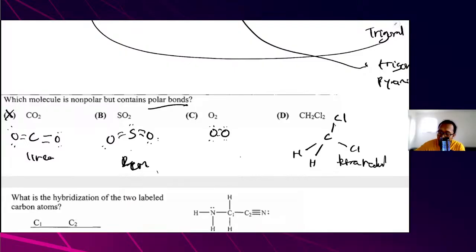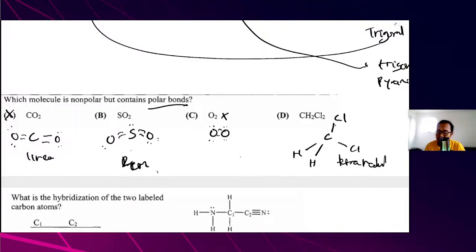Okay, CO is a polar bond, because O is more electronegative than C. How about the B? SO is also a polar bond, because O is also more electronegative than S. And then how about the oxygen O2? This one is not a polar bond because the atoms are identical, so nonpolar. So we eliminate option C.